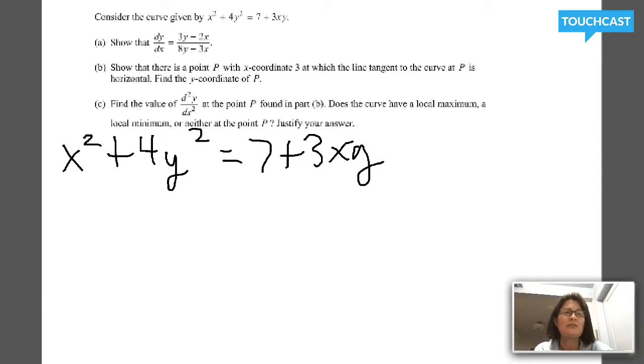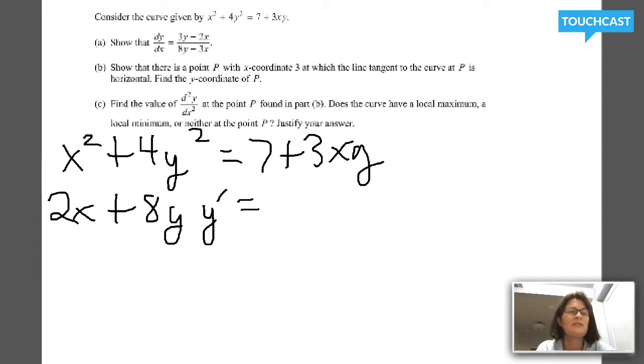I use implicit differentiation. So I wrote my original equation here. I'm going to take the derivative of both sides of this equation with respect to x. This is going to be 2x plus the 2 multiplies to 4 to make 8y. I could write dy dx. Hope you don't mind, I'm going to use y prime here. It's a little easier than writing dy dx with my finger. The derivative of 7 is 0.